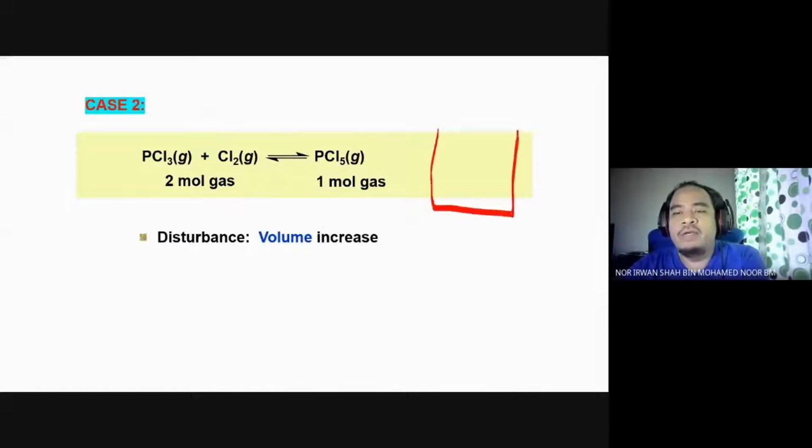Remember the container just now? In case 1 just now, we compressed the system. We compressed the 3 gases. But in this case, what we did, we increase the volume of this container by pulling up the piston. Pull the piston up.